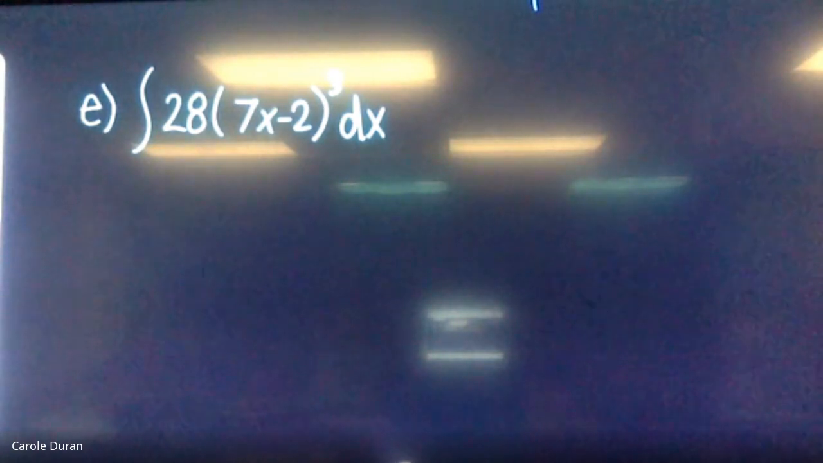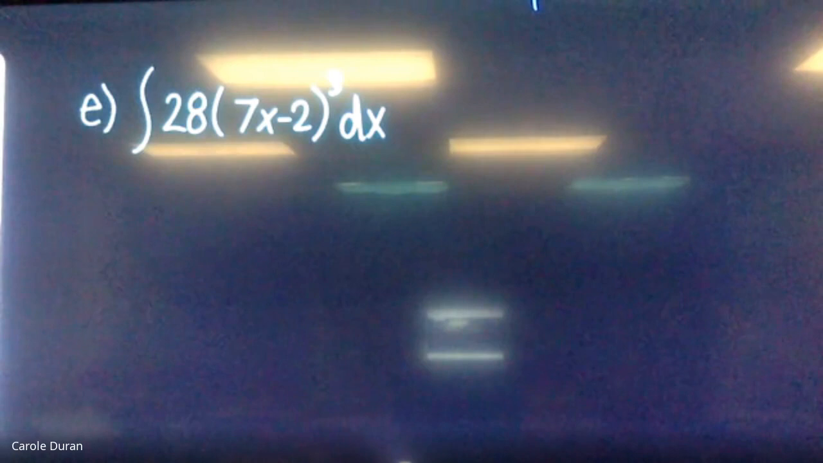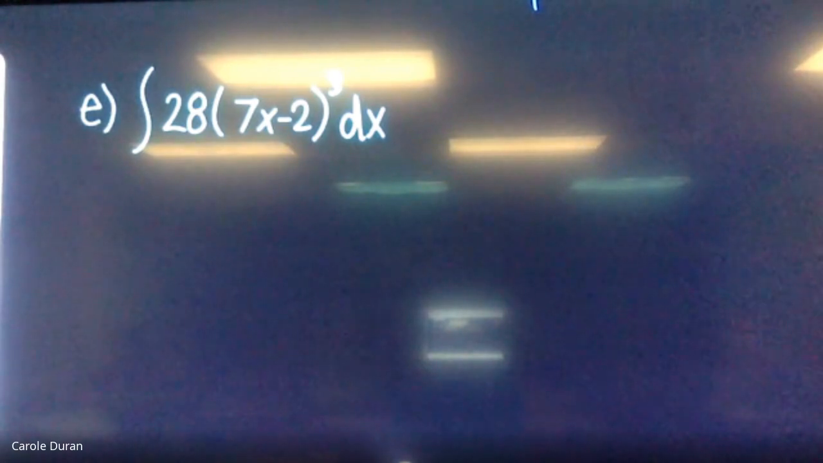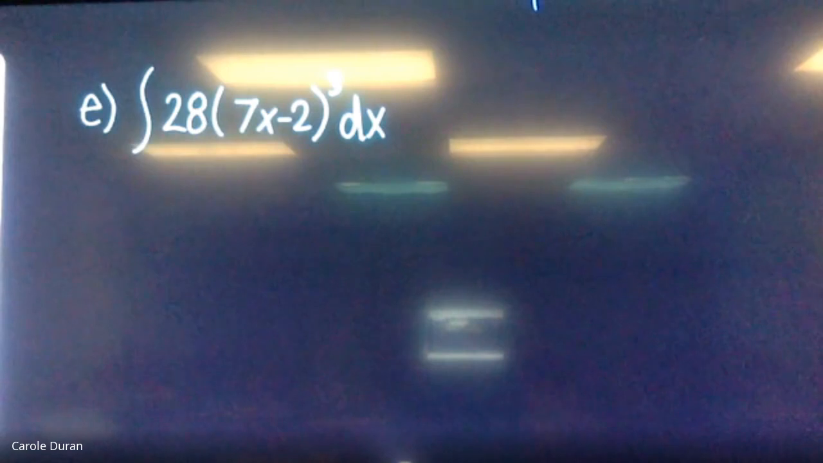So u is literally the quantity 7x minus 2, right? It's the inside, like the area in front of the cube. The cube is the outside. I like to think about it as parentheses separate outside from inside.